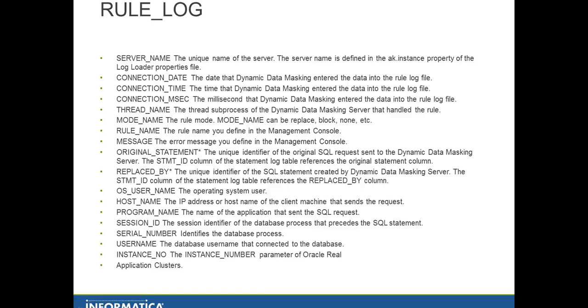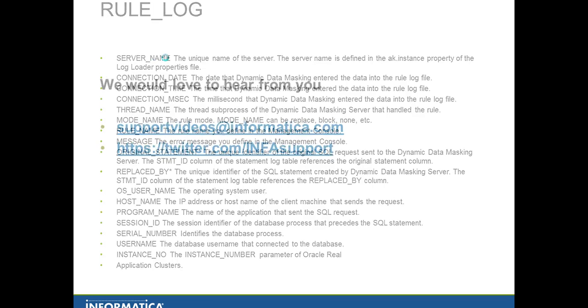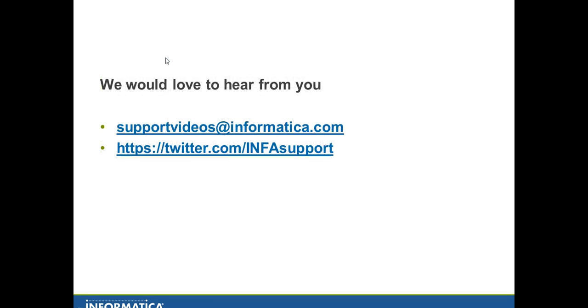Another important thing about this utility is that it can store the content of rule log files from different servers into the same database tables. To achieve this, we need to configure the log loader property files in each dynamic data masking server installation and run the log loader utility. Each log loader installed with the dynamic data masking server stores the rule log information in the database we mentioned in the log loader properties file. The server name column of the rule log table lists the server that the log information is from.